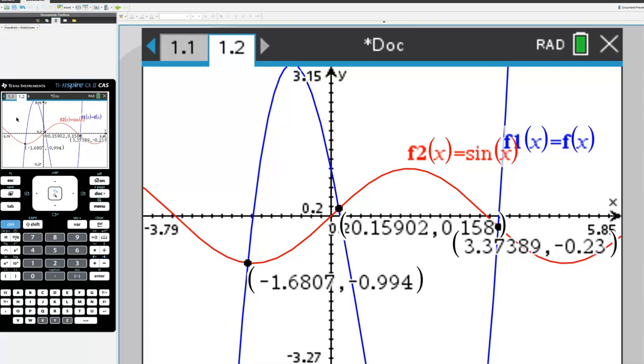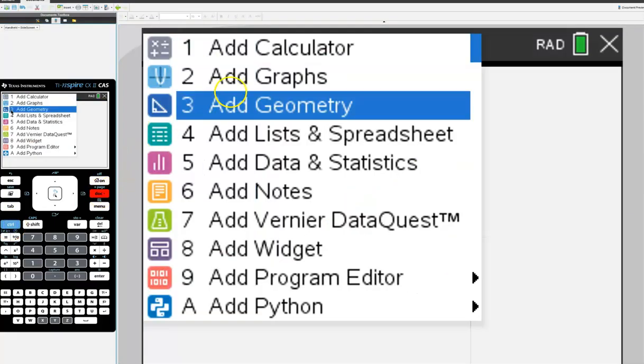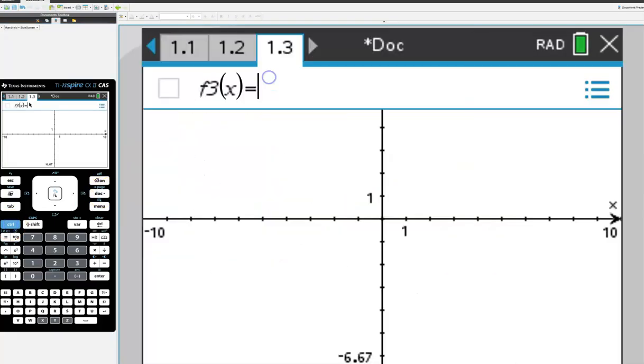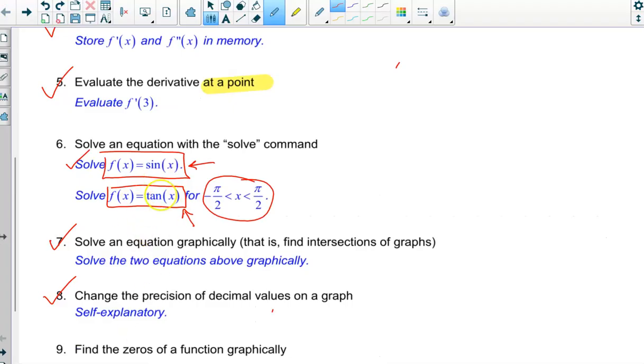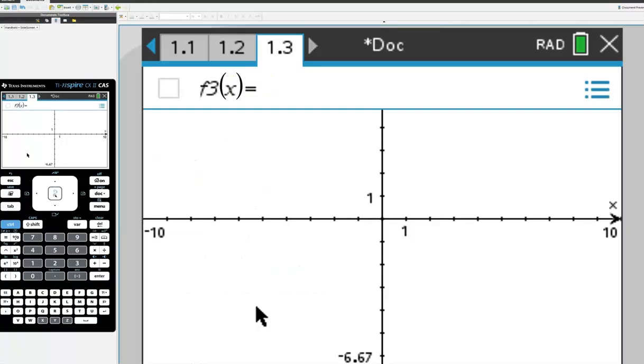We solved an equation graphically by finding the intersections. I'd like to show you another way to do that. So let's go page, graphs. Okay, and this one, I'm going to solve that second equation, f of x equals tan x, and I'm only going to look on that interval from negative pi over 2 to pi over 2. Watch how I do this one. This is a throwback to algebra.